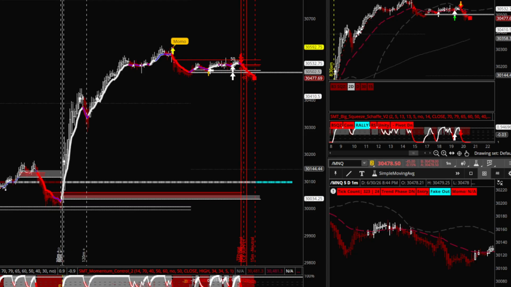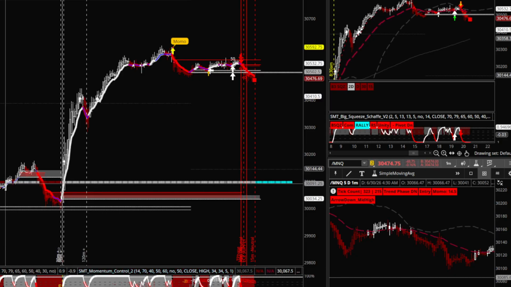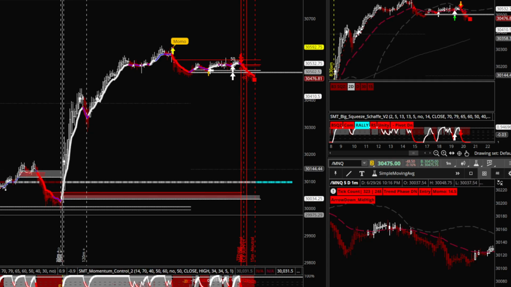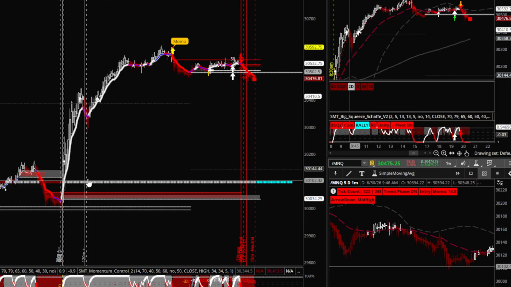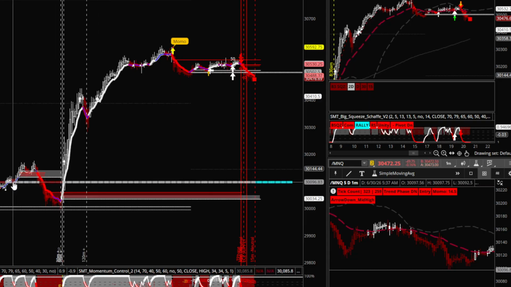All right, I zoomed out here. We're on the 5-minute chart. We're looking at MNQ, and again, I want to show you guys some other PATs and how the indicators are responding to today's price action. What we're looking at here, let's see if I can get, all right, right here we go.